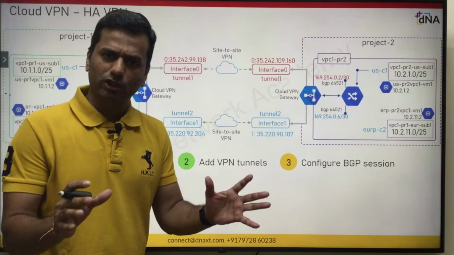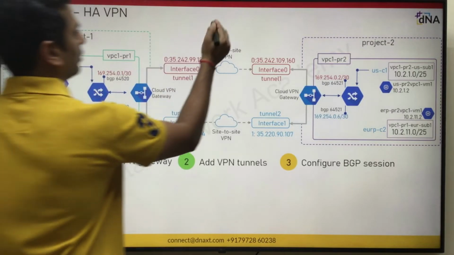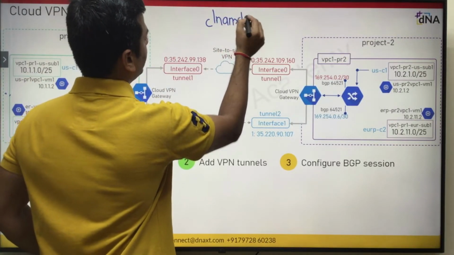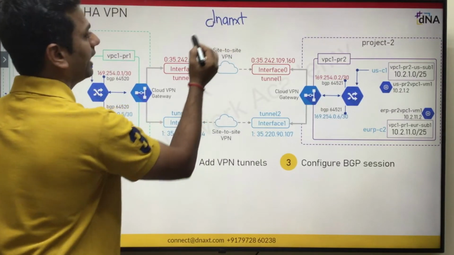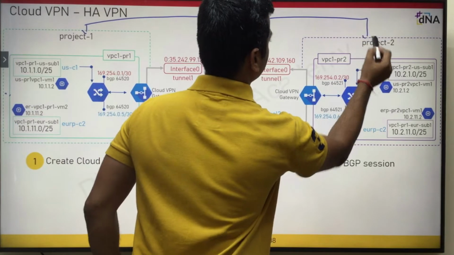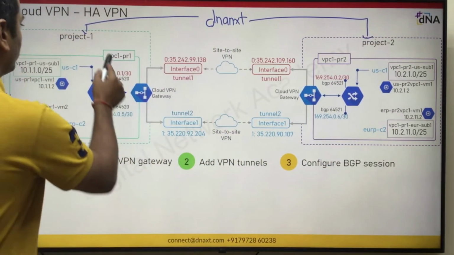It's a very simple topology, right? We have one organization, named DNANXT. Under this organization, we have 2 projects, project 1 and project 2, and each project has 1 VPC. So focus on project 1.